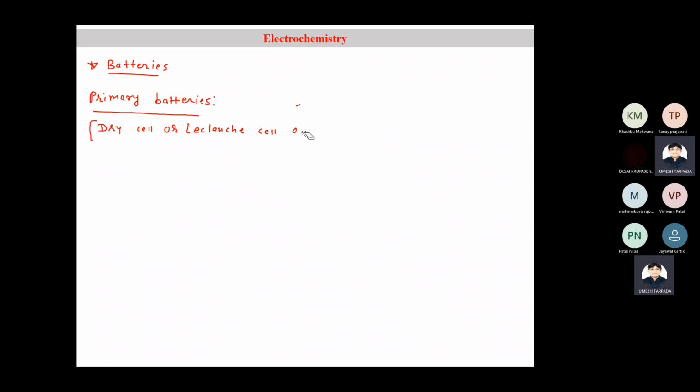So what happens? In this case, you have to just remember the reaction taking place at anode and cathode. So at anode, Zn, the cell we use in a torch, the big-size cell. Here see what happens: there is one rod inside it. So Zn is oxidized to Zn plus 2.